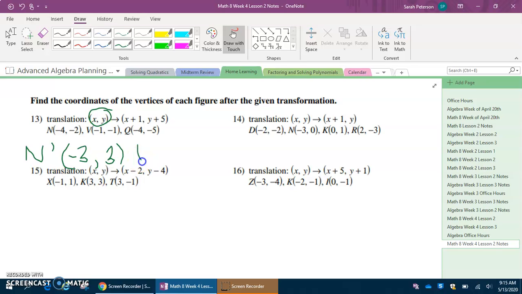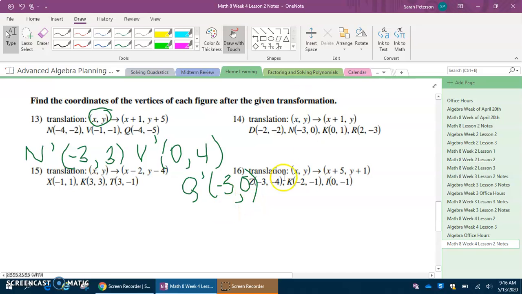I do the same to v. So v prime, negative 1 plus 1 is going to be 0. Negative 1 plus 5 is going to be 4. So that's v prime. And then finally q prime will be add 1 to negative 4, I get negative 3. And I add 5 to 5, I get 0. So I don't even have to graph it. I can just use that notation so I can figure out those points.